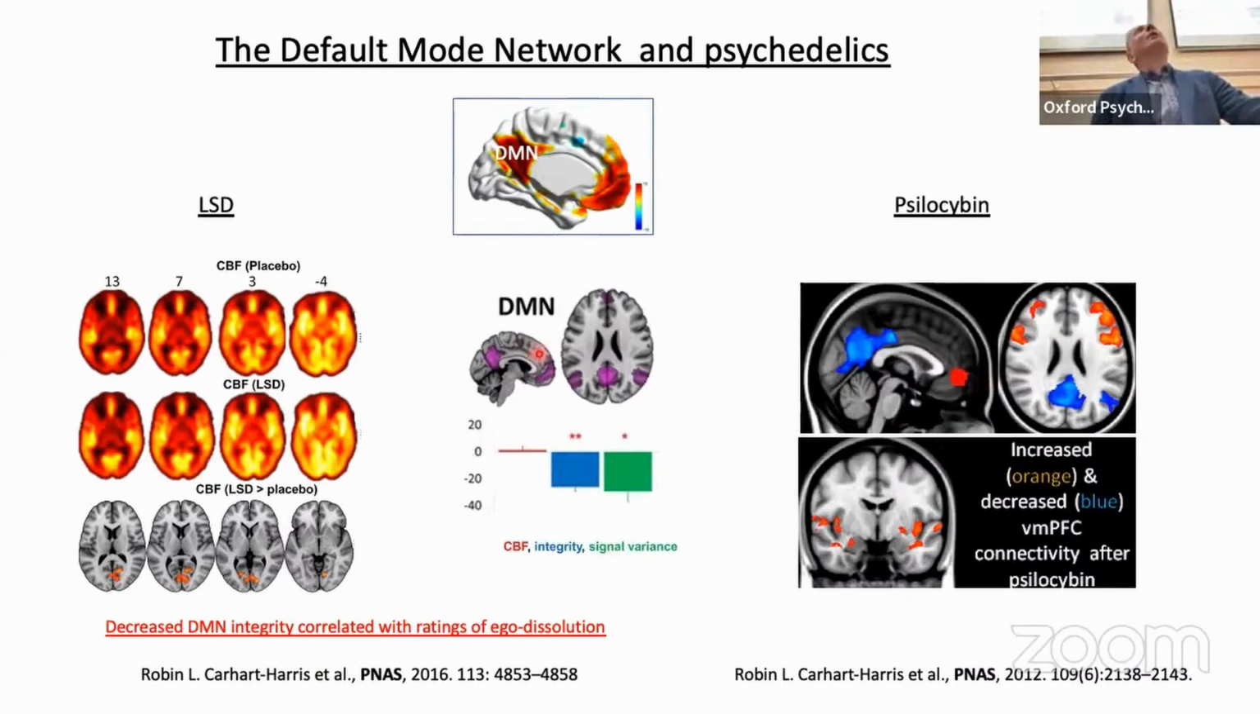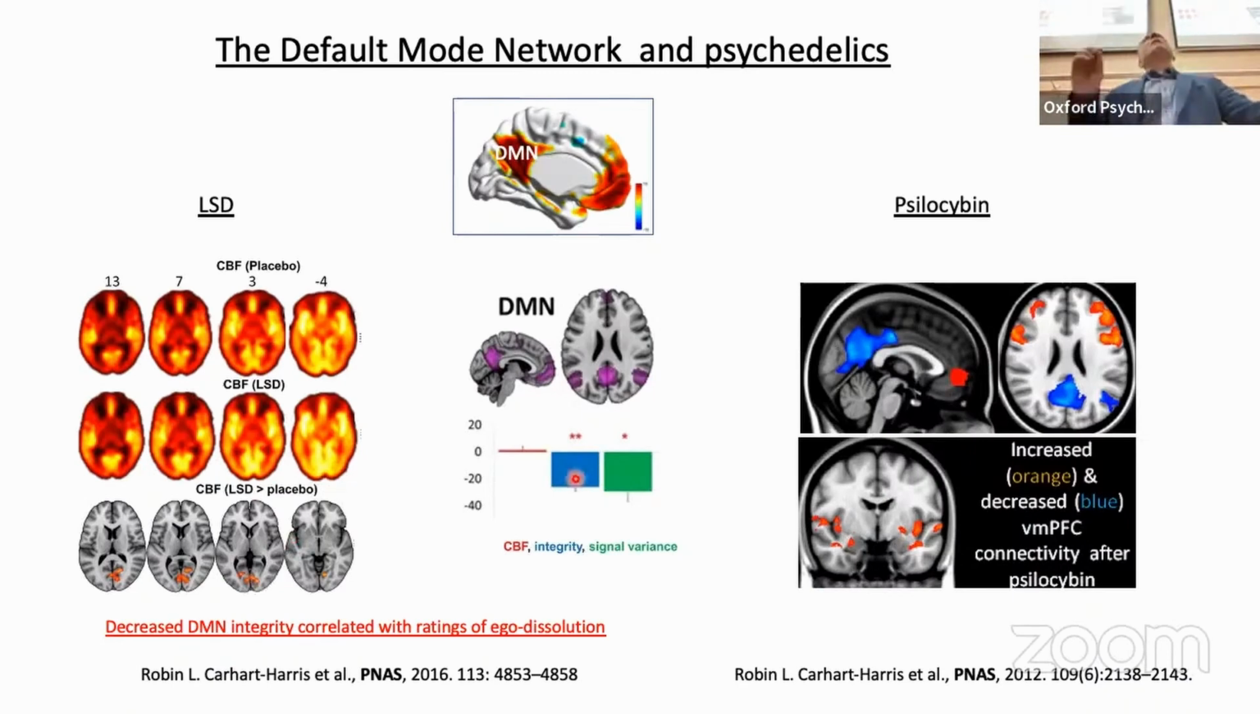And what they found at the same time, and the reason I went through all this long introduction about the DMN, is that integrity in the posterior parts of the DMN, you can see it here specifically, is reduced with LSD and changes with psilocybin. So we have in the same part of the brain changes that we found that is important for consciousness. And it changes in the opposite direction from the one that we showed for unconsciousness.